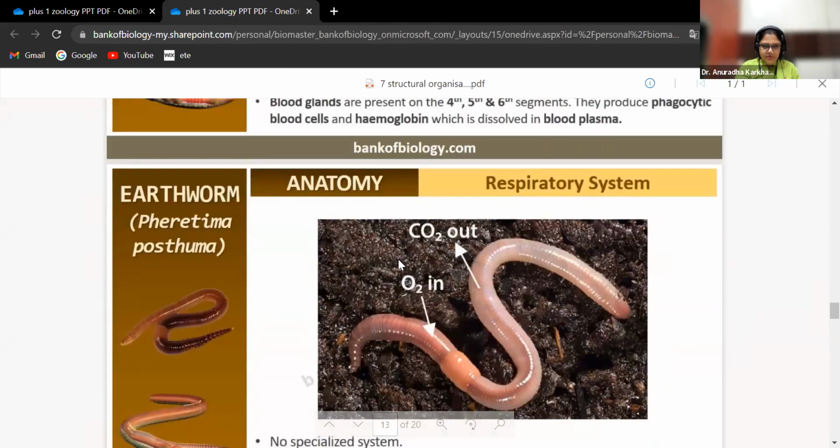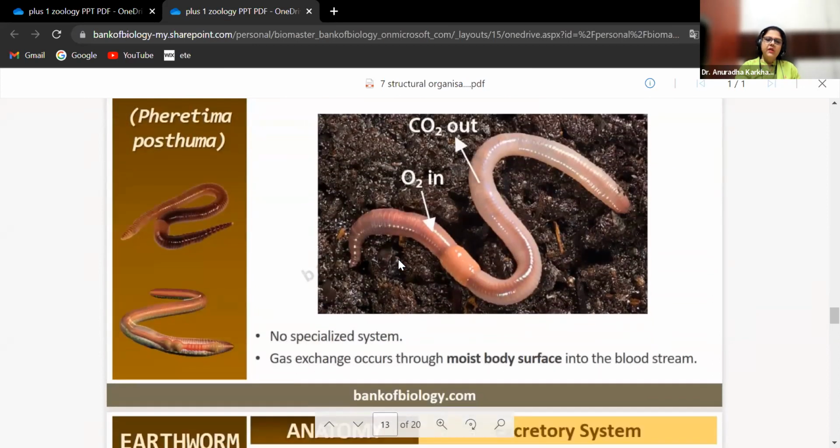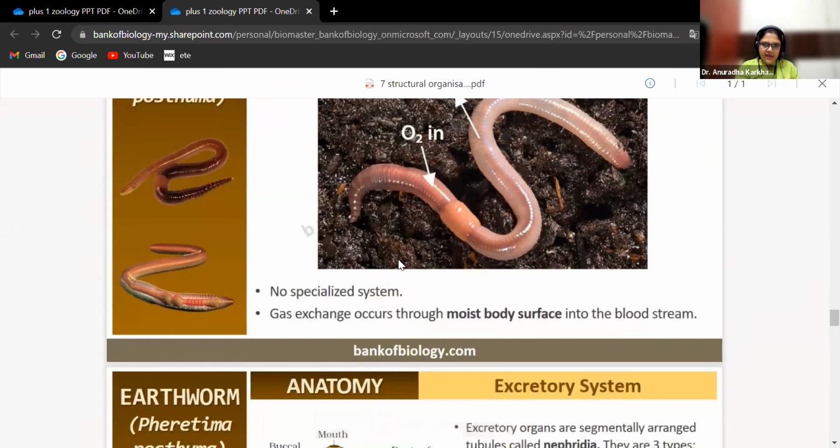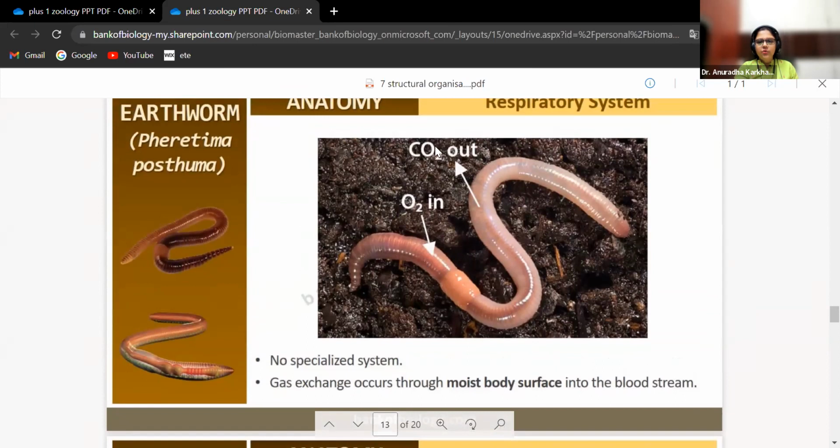That's all about the circulatory system. We come to the respiratory system. No specialized system is there as respiratory system in earthworms. Gaseous exchange occurs through the moist body surface into the bloodstream. So oxygen अंदर आ रहा है. You can see oxygen in, CO2 out, by simple diffusion. Okay, so they breathe through their skin is what we know. So this is how it's going to be simple diffusion in case of these earthworms.